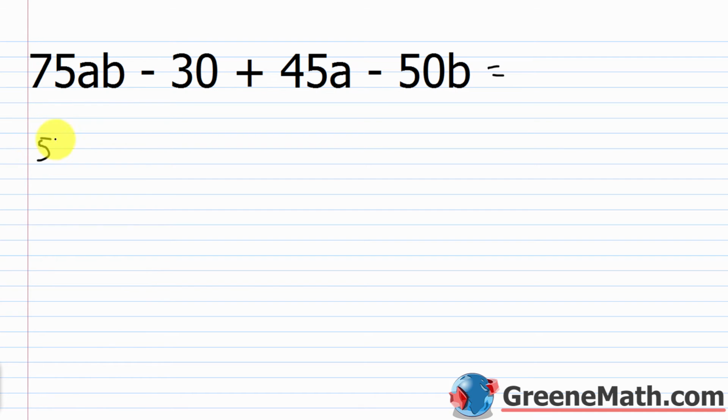So if I pull out a 5 to start, 75 divided by 5 is 15. So this would be 15ab minus 30 divided by 5 is 6. Plus 45a divided by 5 would be 9a. Minus 50 divided by 5 would be 10. Then times b would be 10b. So we pull that out before we even begin.